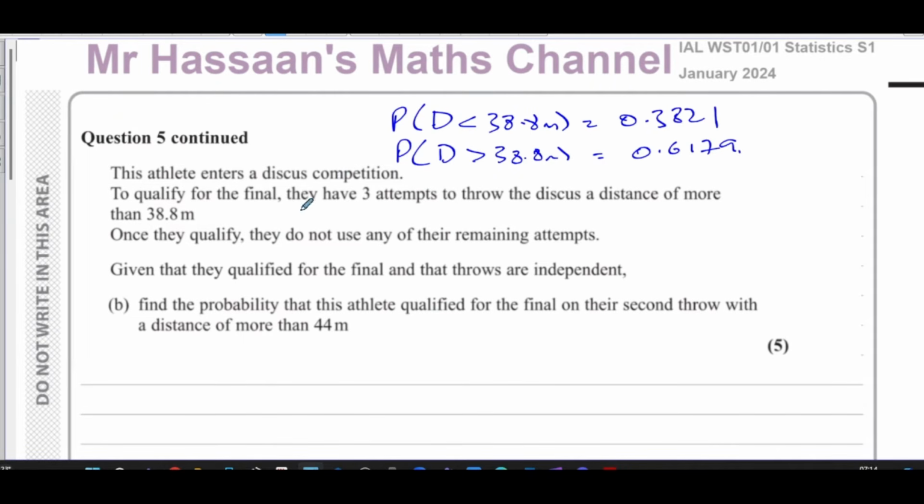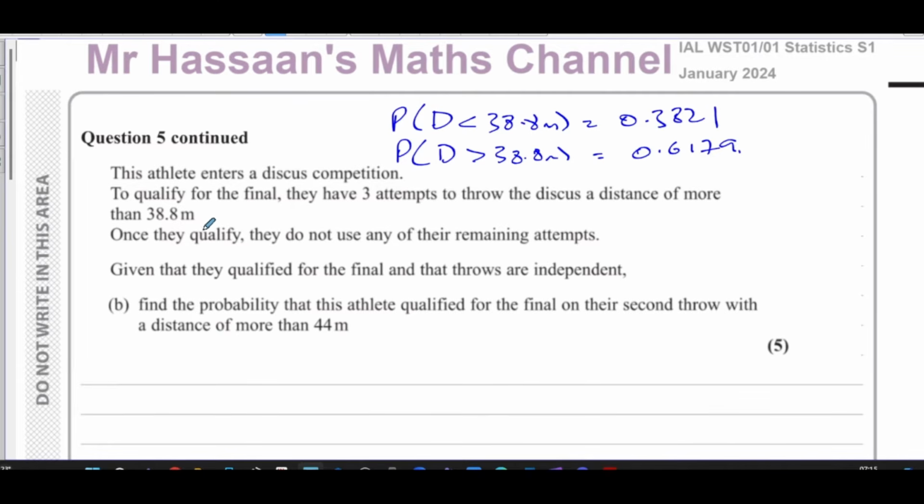It says this athlete enters a discus competition. To qualify for the final, they have 3 attempts to throw the discus a distance of more than 38.8 meters. Once they qualify, they do not use any of the remaining attempts. So basically, if they throw something more than 38.8 meters with their first throw, they've qualified, and they don't do a second or third throw. If they fail to qualify on the first throw, and on the second throw they throw more than 38.8 meters, that's it.